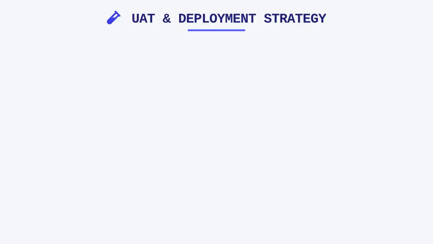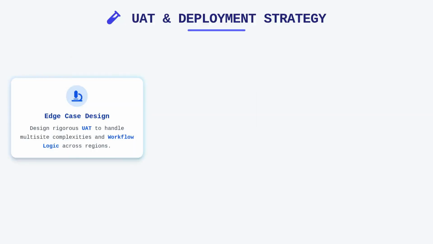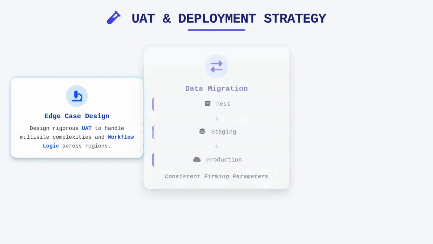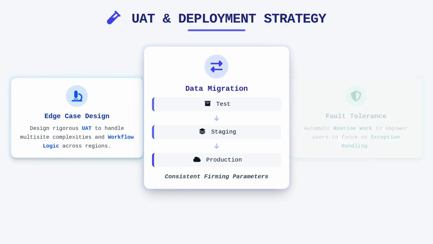Functional consultants must also design rigorous user acceptance testing to handle the edge cases that inevitably appear in multi-site deployments. This includes testing how your workflow condition logic behaves when orders are firmed for different regions or inventory profiles. You should utilize the data management workspace to migrate your configurations, ensuring that your firming parameters remain consistent across test, staging, and production environments. Always approach these configurations with a focus on fault tolerance.